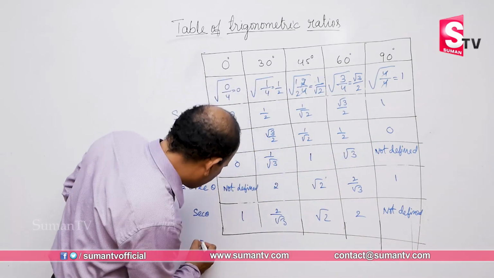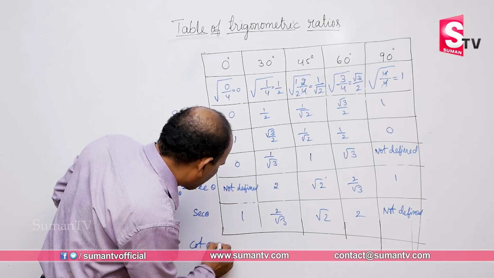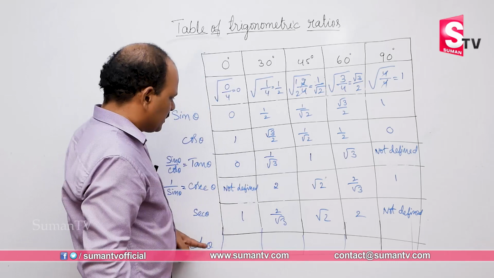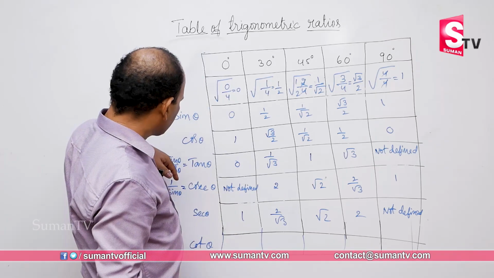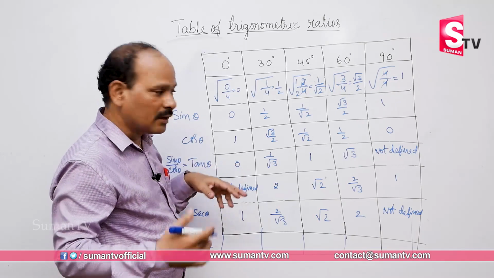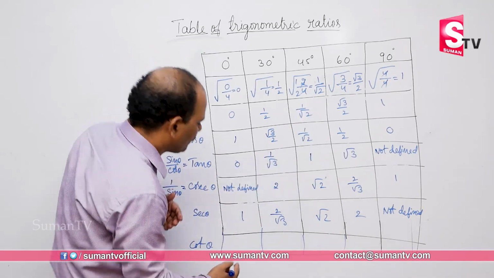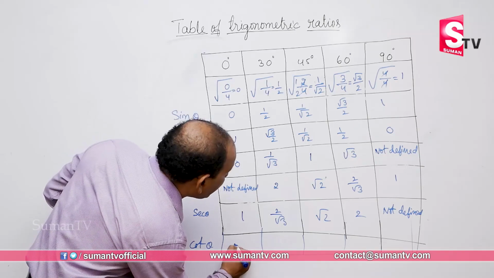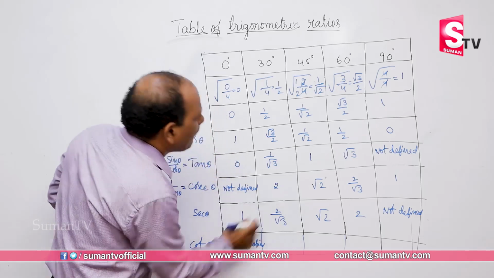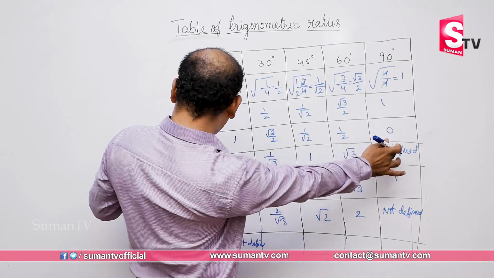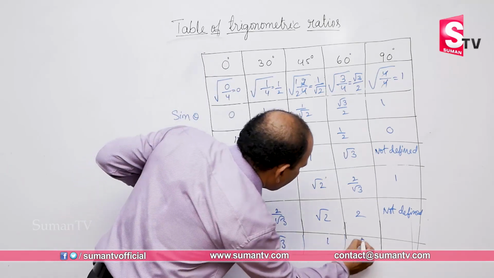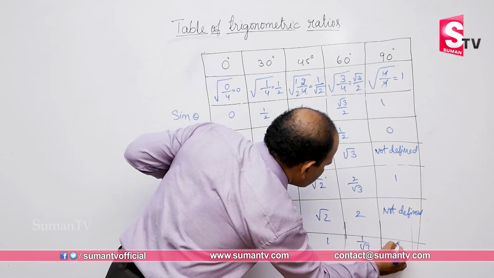Lastly, cot theta. Cot theta is just the reverse of tan theta, otherwise the inverse of tan theta. Another way is to write in the reverse order. So it is not defined. All the tan theta values written in reverse order: root 3, 1, 1 by root 3, 0.